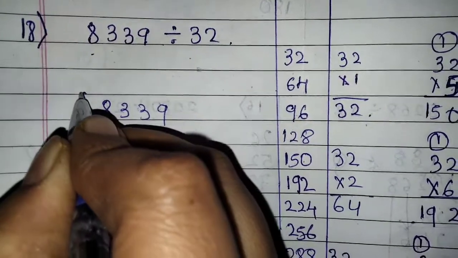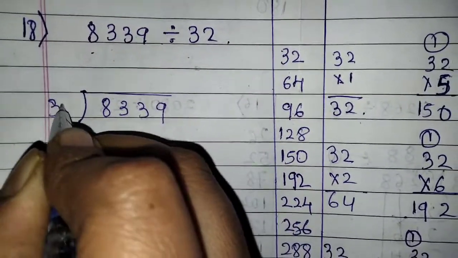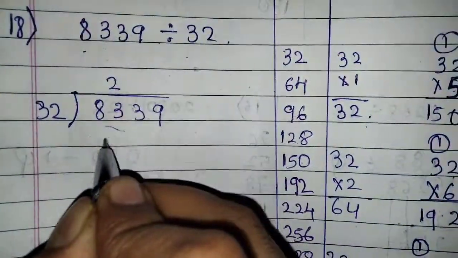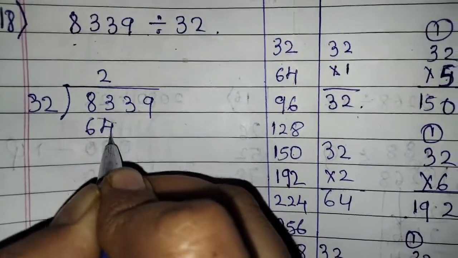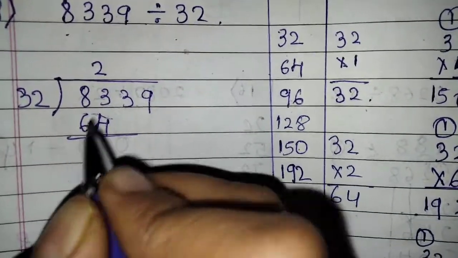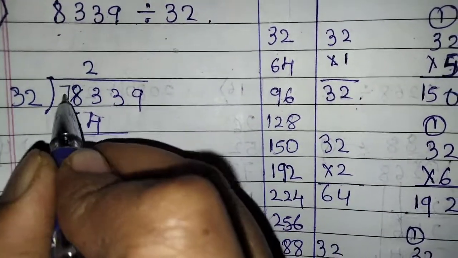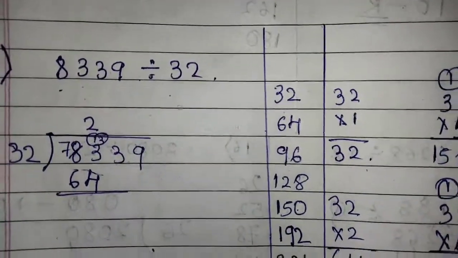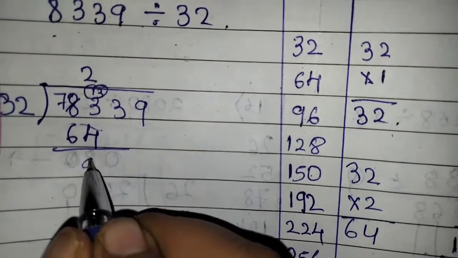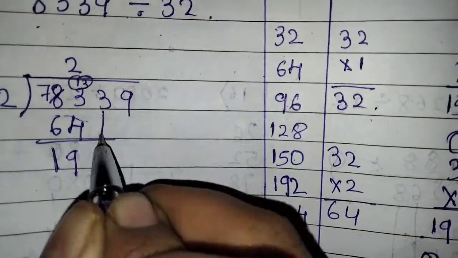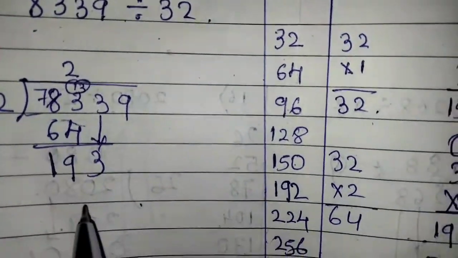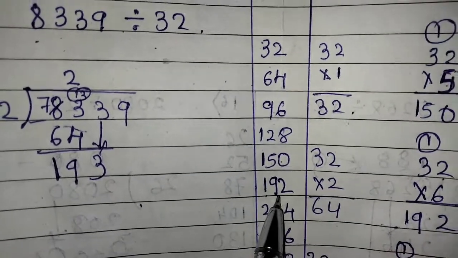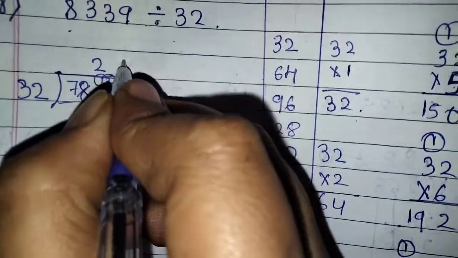8339 divided by 32. 32 twos are 64. 13 minus 4, 9 will come here, here 1. Now this 3 will come down. 193 is not there. Then what is there? 192, you can take this. 6 are 192.